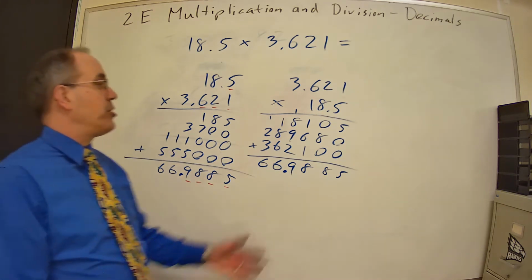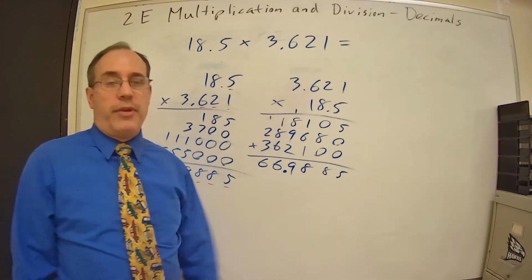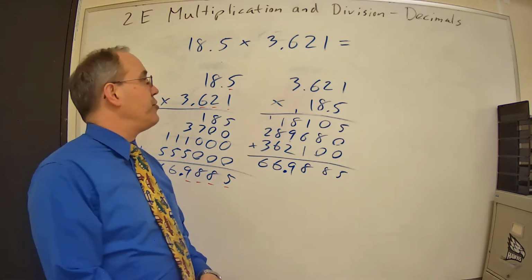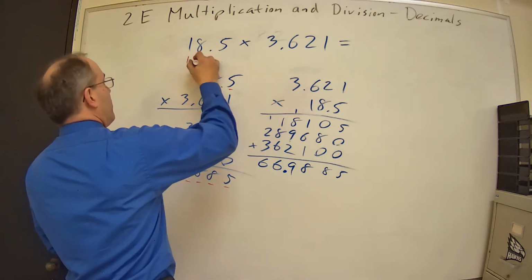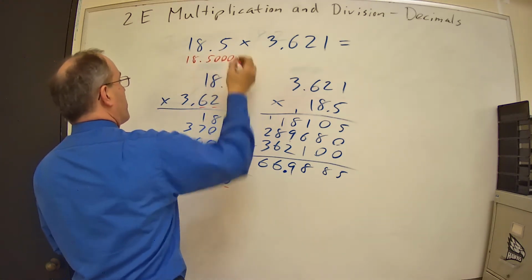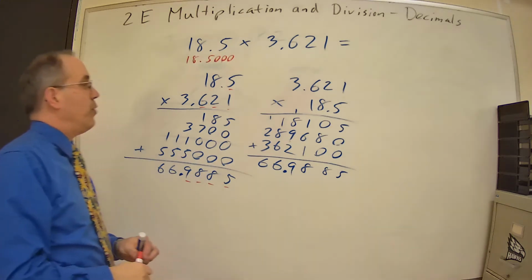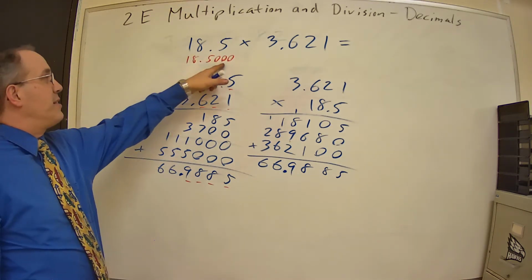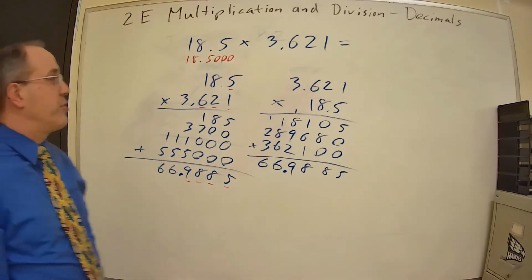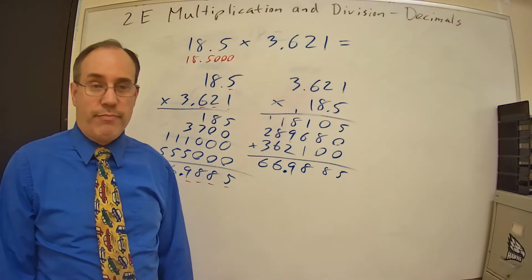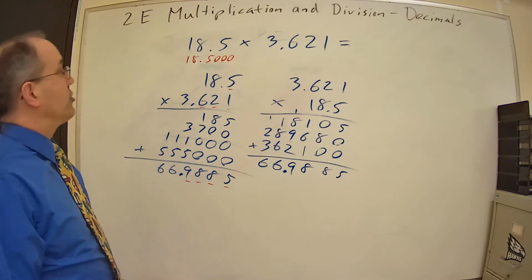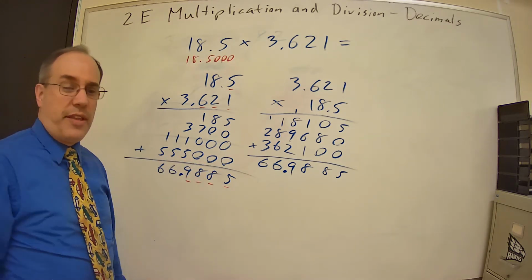I could add a bunch of zeros on the end, but that's just going to make zeros. So if you did have something like 18.5000 times 3.621, we should realize that those zeros are unnecessary, so I could still write it as times 18.5 instead of putting all those zeros in the way. So multiplication of decimals, that's the way it works.